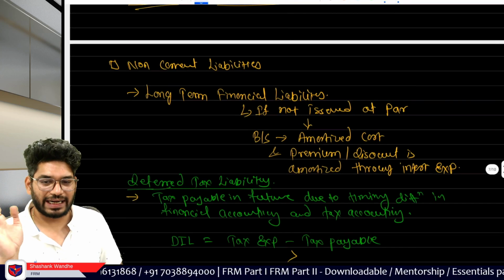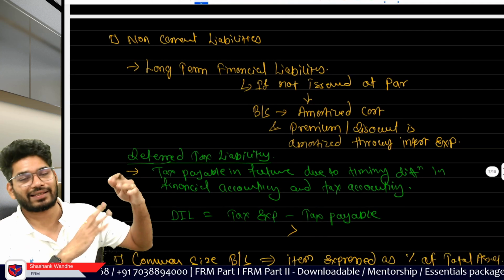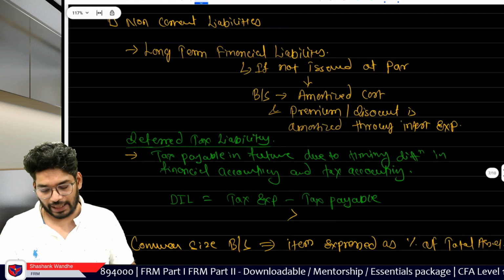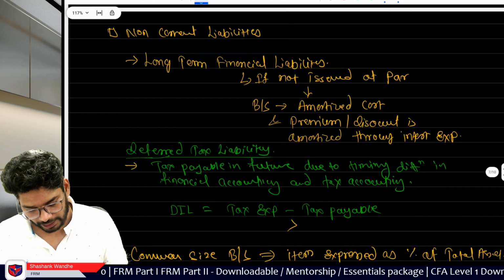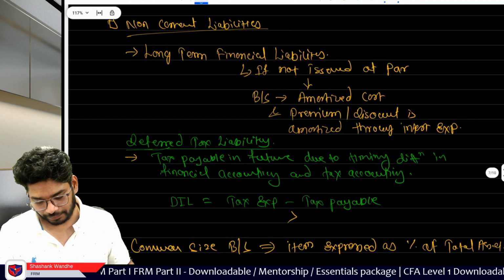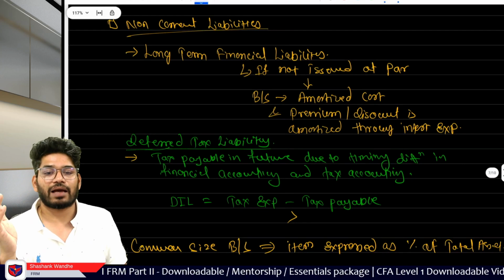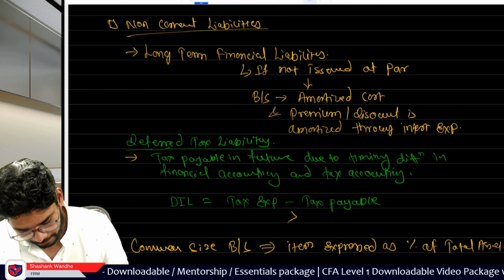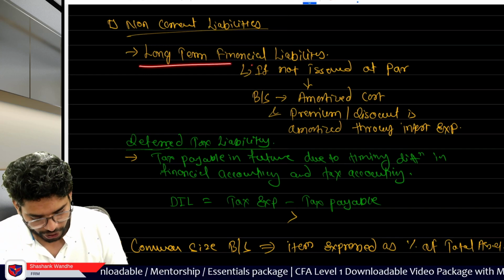So I hope you got the idea. You have to mainly remember this, and understanding part is in the level 2. Don't bother about understanding it in the level 1. Now, next is the non-current liabilities. Now, in the non-current liabilities, first we have the long-term financial liabilities.